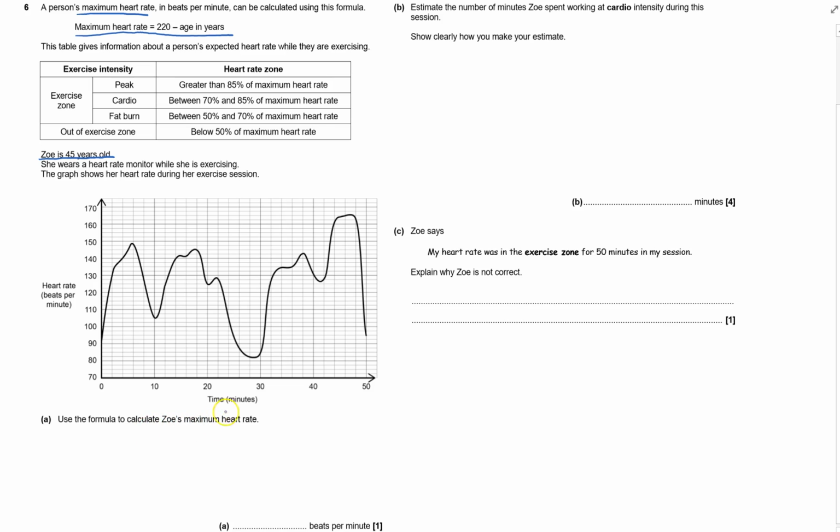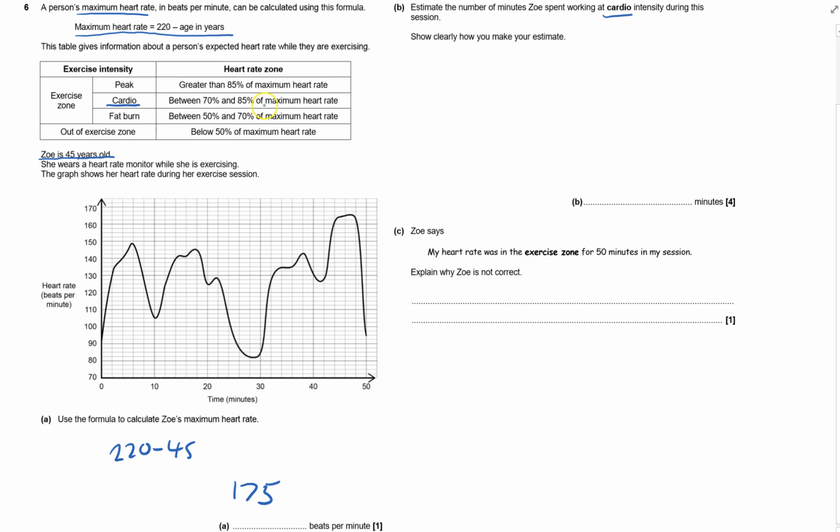So I've got to use the formula to calculate Zoe's maximum heart rate, which is 220 minus how old she is, age in years, 45. And that is 175. So that's 1 mark. Estimate the number of minutes she spent working at cardio. Cardio here. Annotate the diagram, it'll help you a bit.